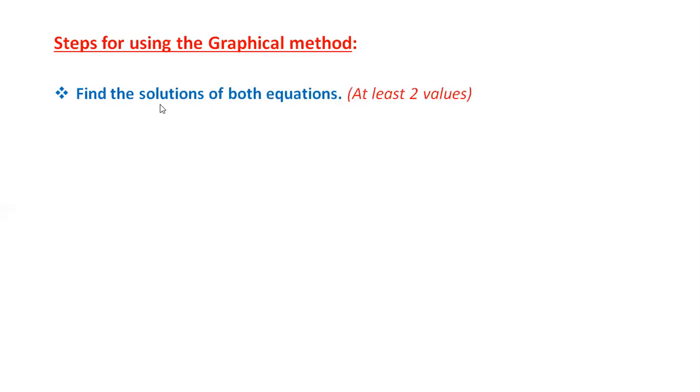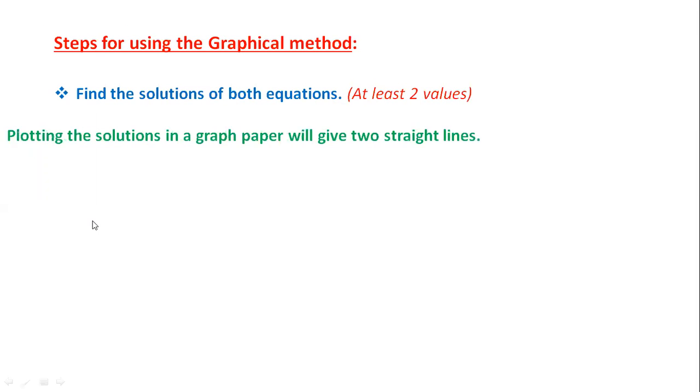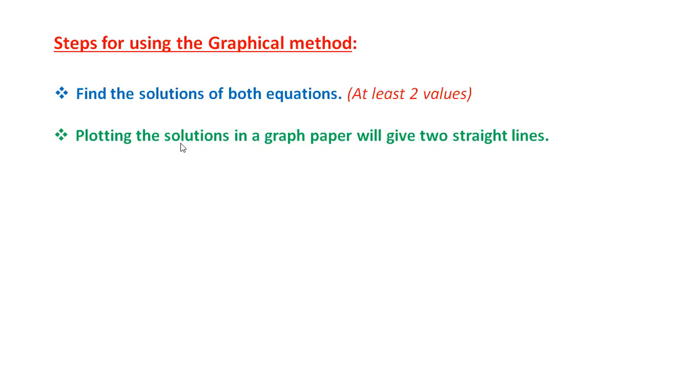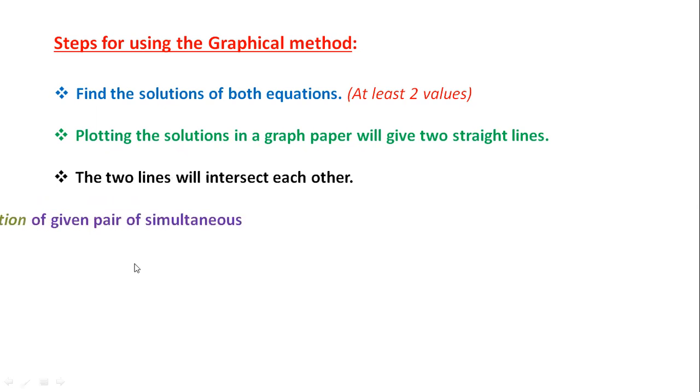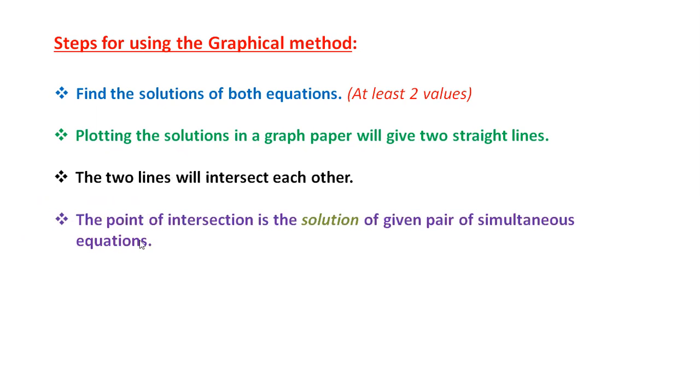Steps for using the graphical method. First of all, you should know the steps. Find the solutions of both equations, because we are solving two equations here, so at least two values, okay? Two coordinates must be needed. Plotting the solutions on graph paper will give two straight lines. The two lines will intersect each other. The point of intersection is the solution of the given pair of simultaneous equations.